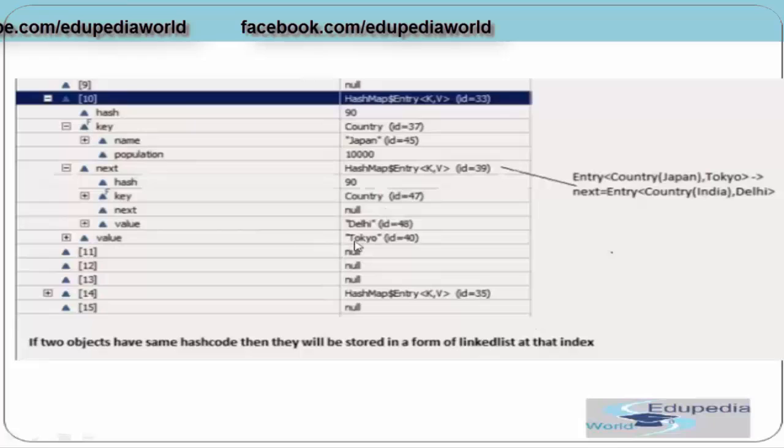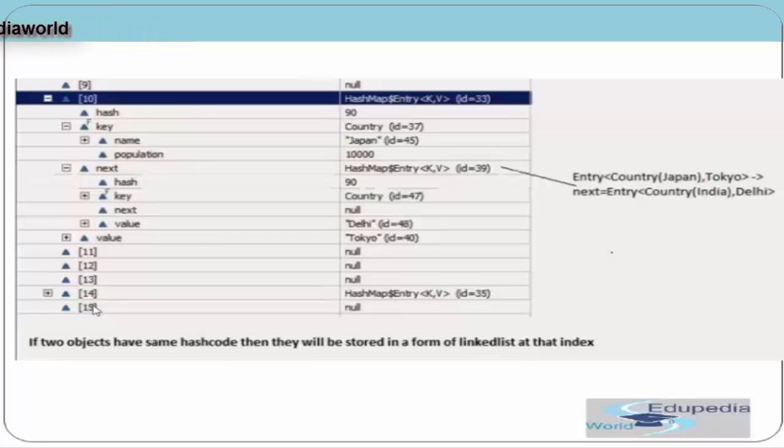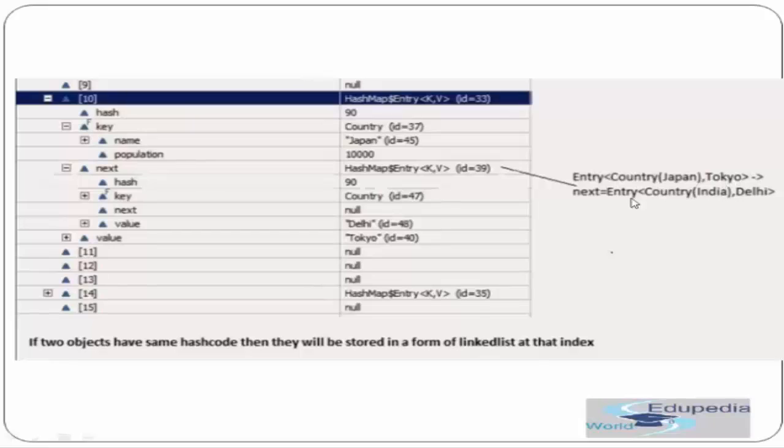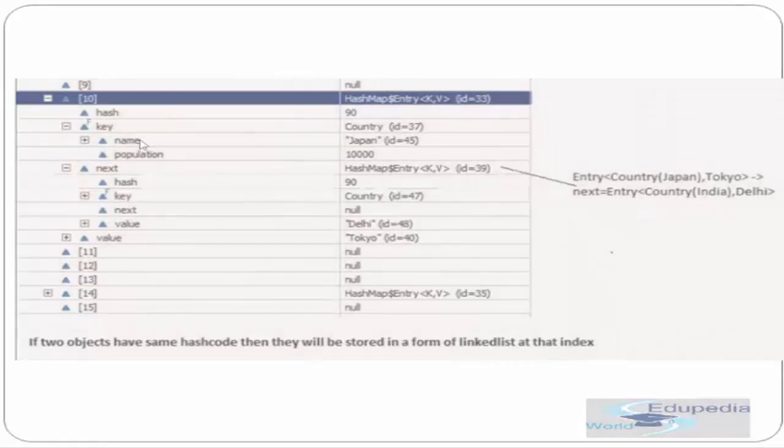Similarly, we have other elements also. If two objects have the same hash code, then they will be stored in the form of a linked list at one particular index. Now this is what the entry class looks like. The entry has country Japan and the value is Tokyo. In the next entry we have country India and the value is Delhi. So this is how it is stored in an entry object. The hash is also stored in the entry object, and obviously the key, value and the next index are also stored in an entry object.